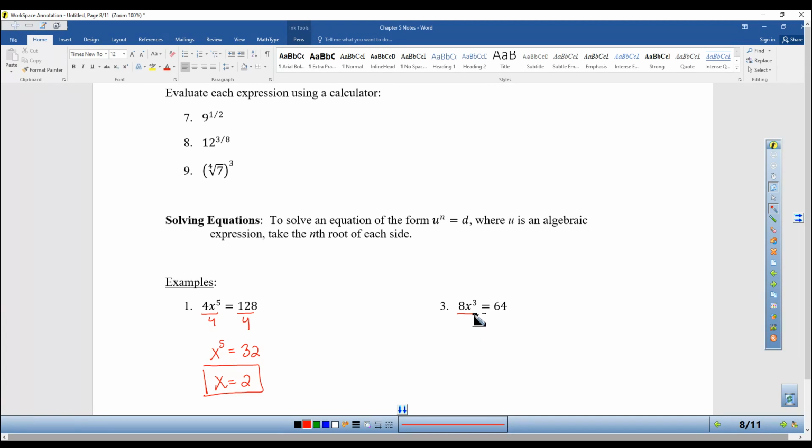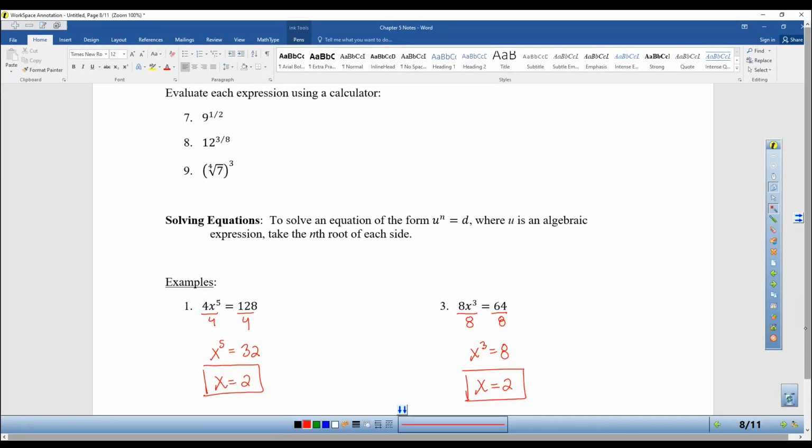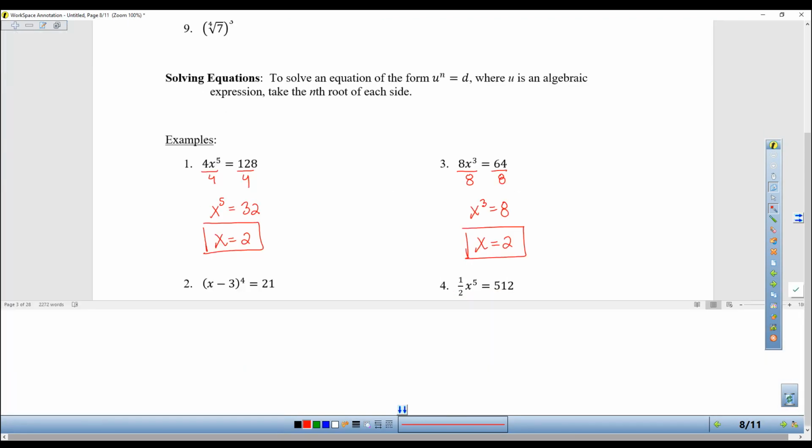Number 3, you always want to isolate this portion of it, this u to the n, divided by 8, and I get x cubed is equal to 8. That is a perfect cube. It's odd, so there's only one answer, and x is equal to 2. Oh, I guess my 3 and my 4, they're down there.